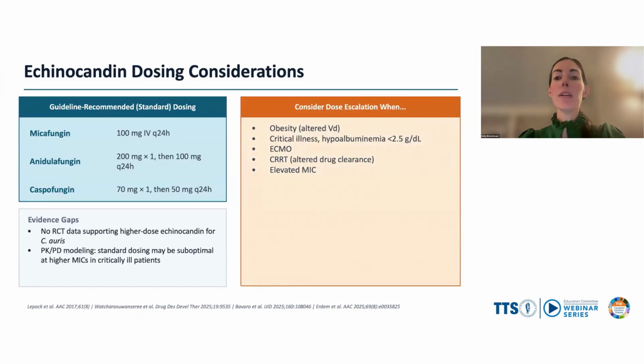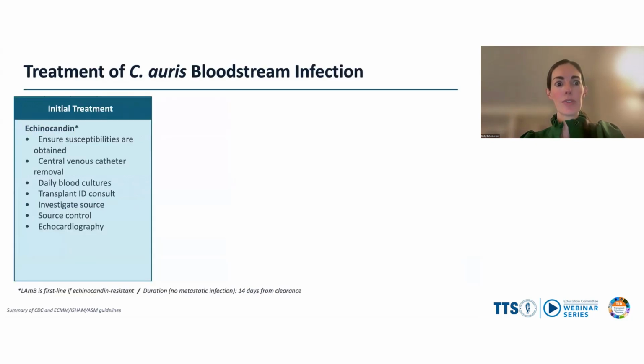And so it may be reasonable to consider pushing your dose of your echinocandin in patients with altered volumes of distribution, such as patients with obesity, critical illness, hypoalbuminemia, patients with altered drug clearance, so those on continuous renal replacement therapy or on ECMO, and patients with an elevated MIC that's still susceptible, but it's starting to creep up to that limit. So those may be the situations in which you may want to push the dose.